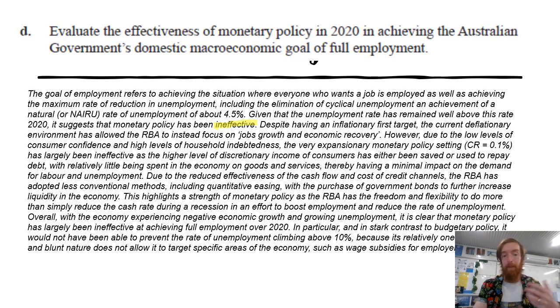Overall, the economy has been experiencing negative economic growth and growing unemployment. It's clear that monetary policy has largely been ineffective in achieving full employment over 2020. In particular, in stark contrast to budgetary policy, it would not have been able to prevent the rate of unemployment climbing above 10% because its relatively one-sided and blunt nature does not allow it to target specific areas of the economy, such as wage subsidies do for employers. So that's their answer.